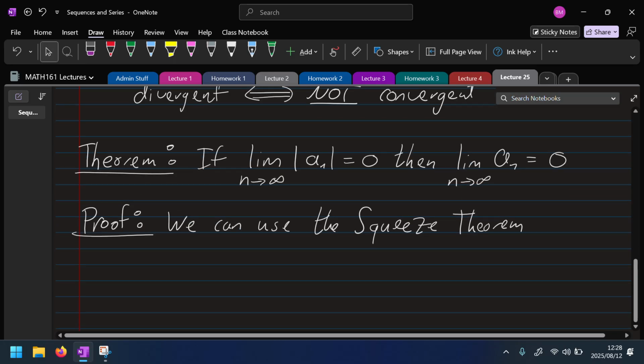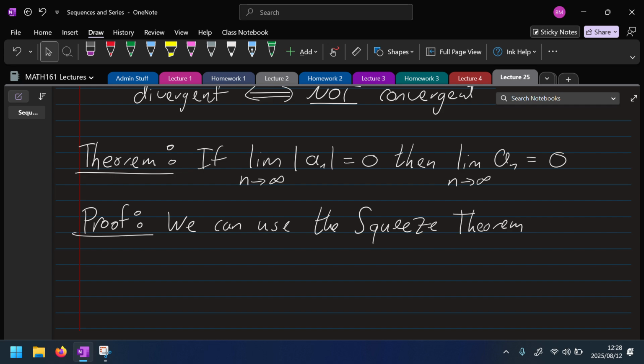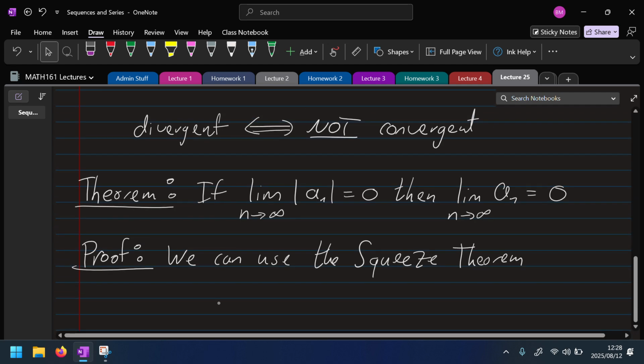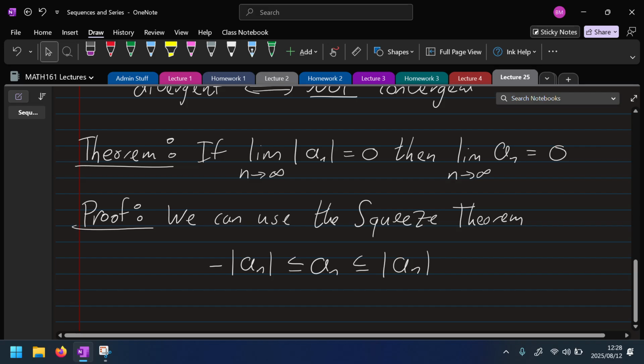Okay, so what can we do here? Well, we've got this absolute value of a_n. We know how the absolute function works from last year. So we can write this as minus the absolute value of a_n is less than or equal to a_n, which is less than or equal to the absolute value of a_n. Right, we did that last year with the absolute values.